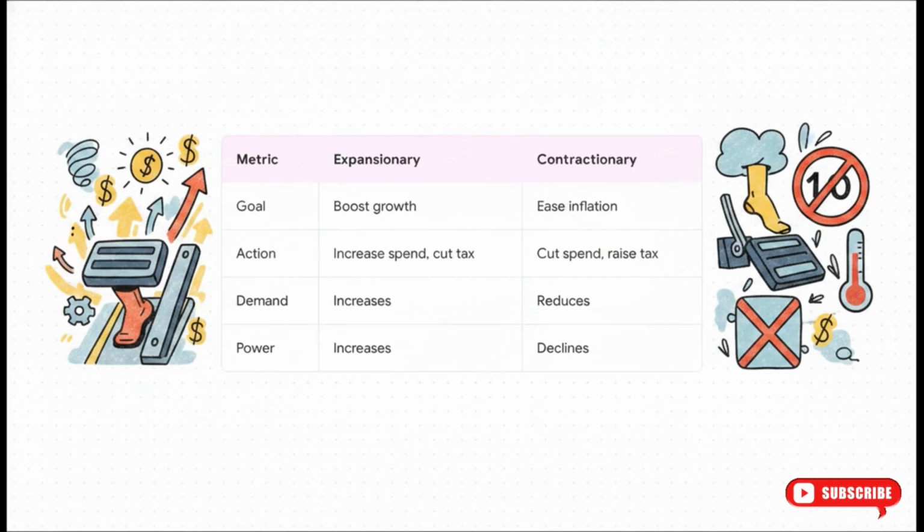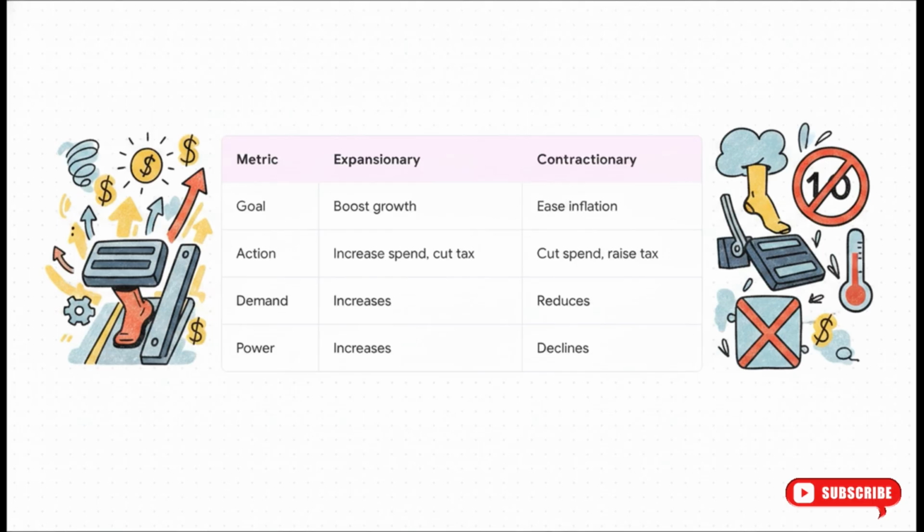Okay, so how do they actually use those levers in practice? Let's contrast the two main strategies. Expansionary policy is stepping on the gas. The goal? Boost economic growth. The government does this by increasing spending, lowering taxes, or honestly, a bit of both. This pumps fresh money into the economy, increasing purchasing power and driving up total demand.